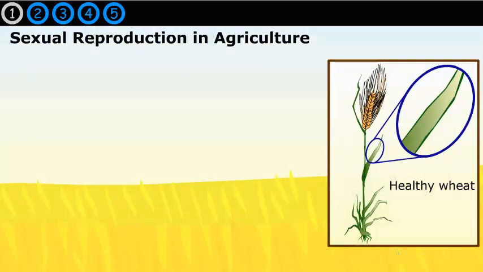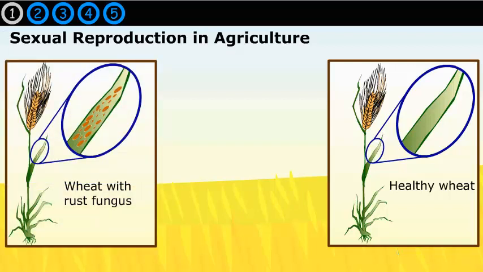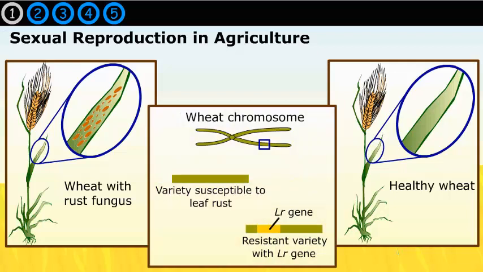Sexual reproduction and selection are at the heart of plant breeding. Many characteristics, such as resistance to disease and pests, have been introduced into crop plants over hundreds of years. One example is resistance to leaf rust, a damaging disease caused by a fungal pathogen. Wheat breeding programs have developed varieties of wheat that are resistant to the rust fungus. Resistant varieties typically possess a leaf rust resistance gene called an LR gene.